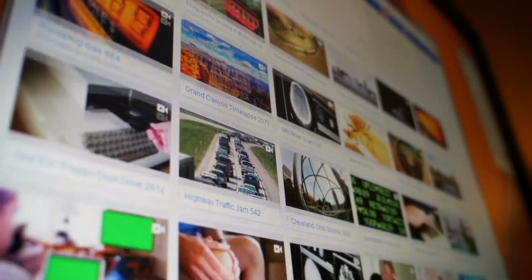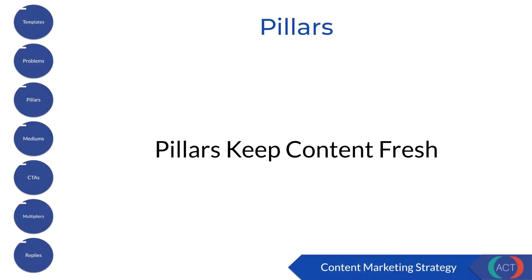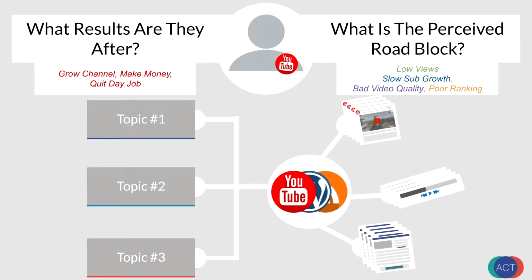Now, when it comes to making sure that you have enough content and you don't run out of content ideas, now that you know the results and problems, we already went through 3 different types of content you can make with the templates, it's time to create your content pillars. Now, all content pillars are broad categories that you're going to talk about and rotate through. So you're going to want to create 3 to 5. So looking at the results and the roadblocks that you came up with, you're going to want to try and categorize them into 3 to 5 big groups, and these are going to become your content pillars.